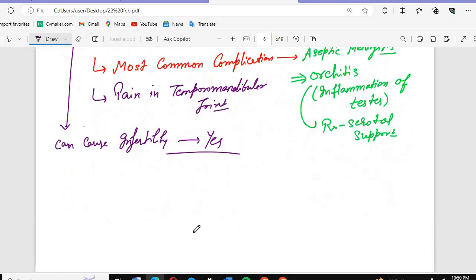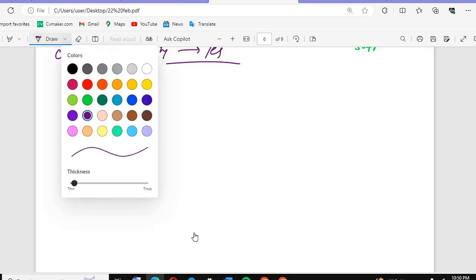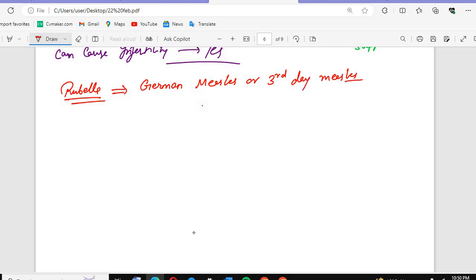Now let's continue with our next one, that is rubella, and then we will study chickenpox. See, another name of rubella is German measles. What is the another name of rubella? German measles. Or we also call this condition the third day disease, or third day measles.